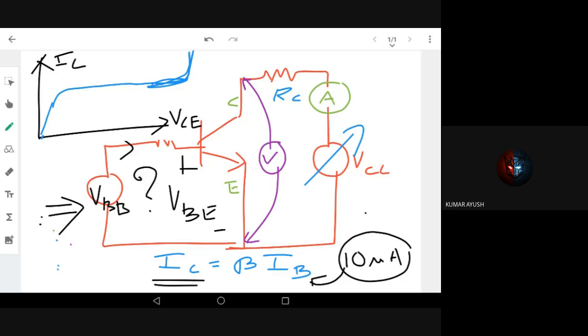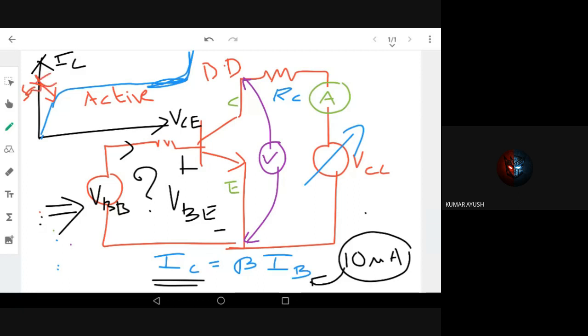I'll always operate in the active region. So what is the active region? This is the active region. This is the breakdown region. And this is the saturation region.